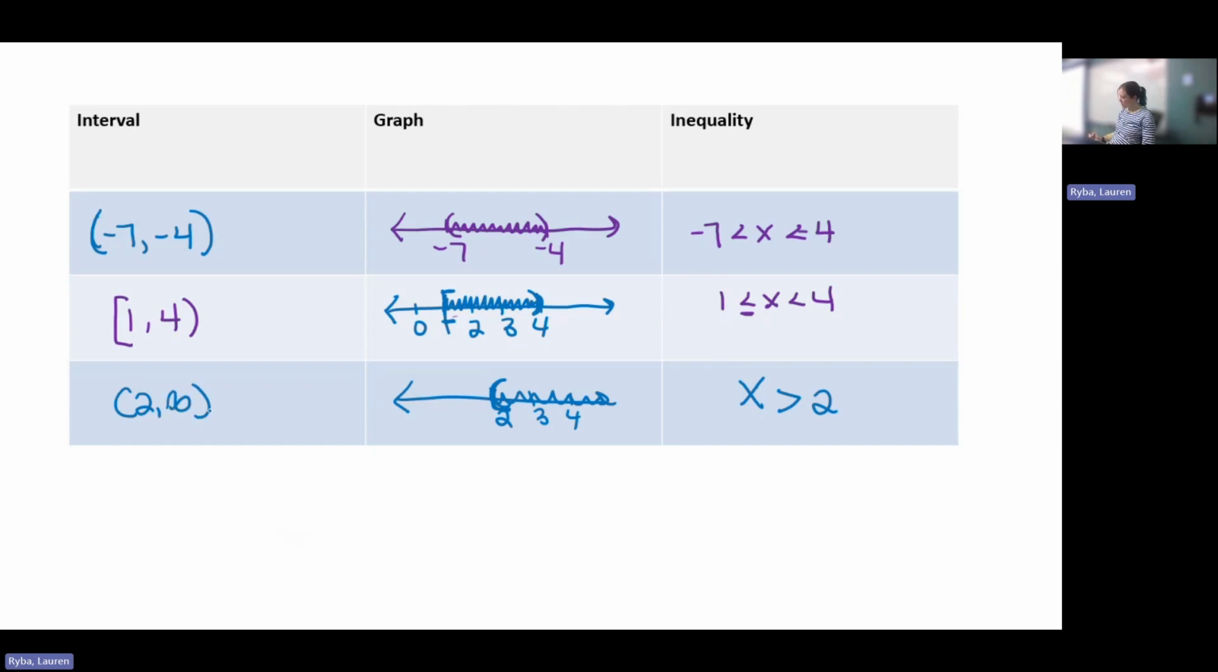Anytime you write an infinity, you will always put a parentheses. It does not matter what symbol is anywhere in the inequalities, parentheses always goes with infinity, because infinity is just a number that keeps going and going and going. You can't close it off. Questions on that one?